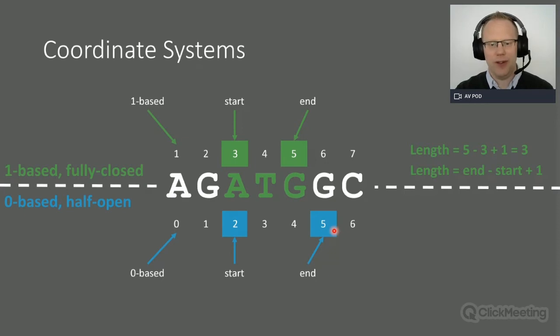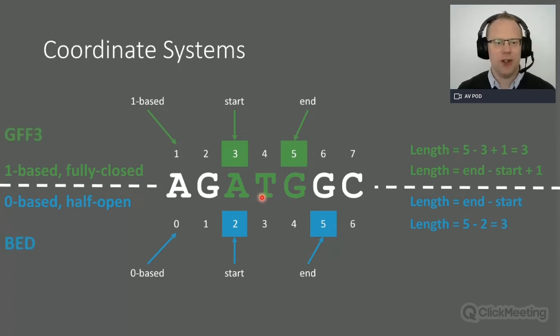Now, the reason for having some of these things might become a little bit more evident as you look at how you calculate the length of such a feature in this coordinate space. And you can simply calculate the length as the end minus the start. So 5 take away 2 is 3. So it's a 3 base pair long feature. And these two systems are used by these two different file formats. The one-base fully closed system is used by the GFF3, the subject of this webinar, whereas the BED file format, which will be the subject of a future webinar, uses this zero-based half-open coordinate system.